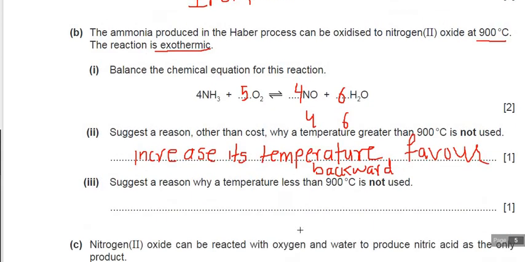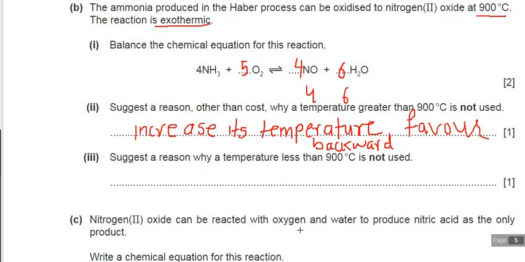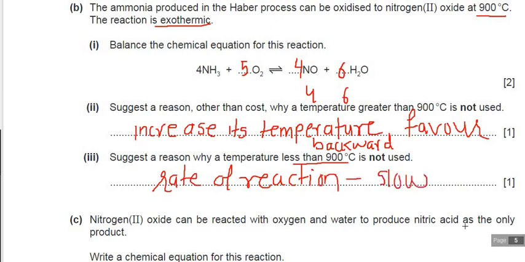And the second thing they are asking, suggest why a temperature less than that is also not used. So why are you not using less than 900? The reason is again very simple. If I use a temperature less than 900, then the rate of reaction will be too slow. So I want to avoid that, as well as I want more product. So I am keeping it at 900.